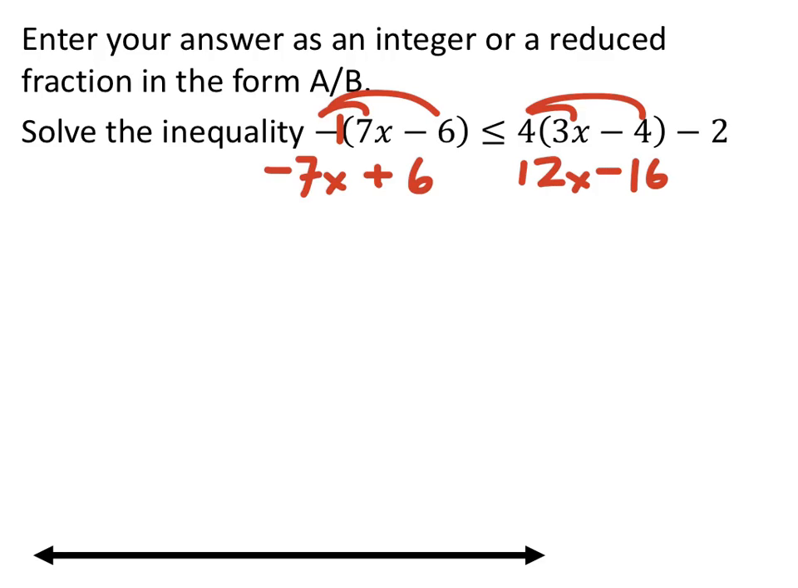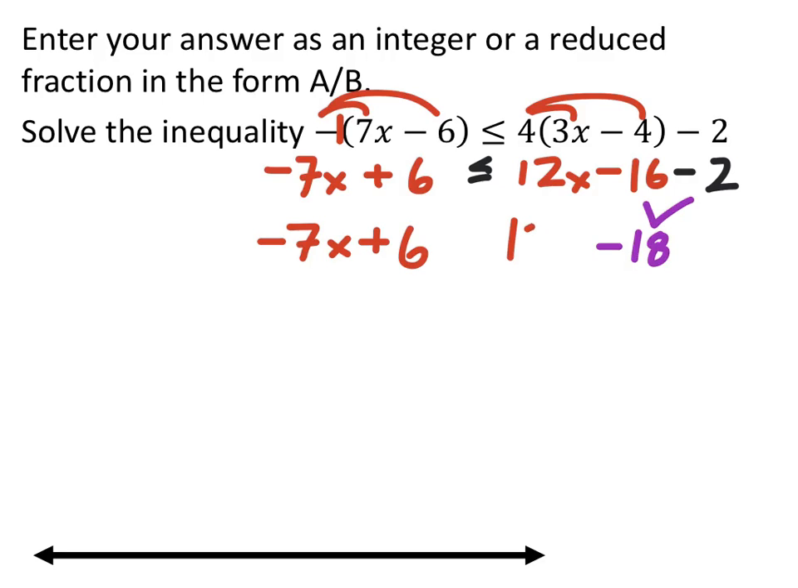The rest of this inequality, nothing changes with distribution, or it shouldn't. So now that we have this, we would look for combining any like terms, which there are some: negative 16 and negative 2, which is negative 18. Now that's fully simplified as far as we can with distribution and combining like terms. But now we got negative 7x plus 6 is less than or equal to 12x minus 18.